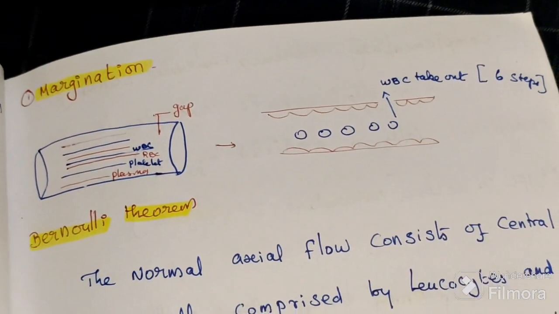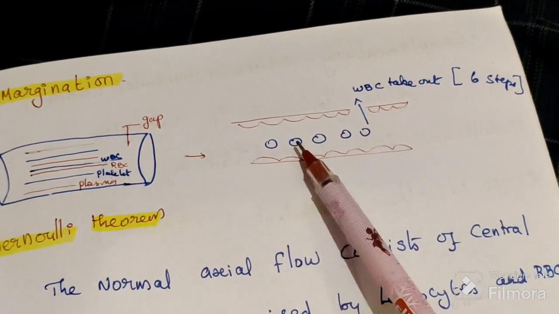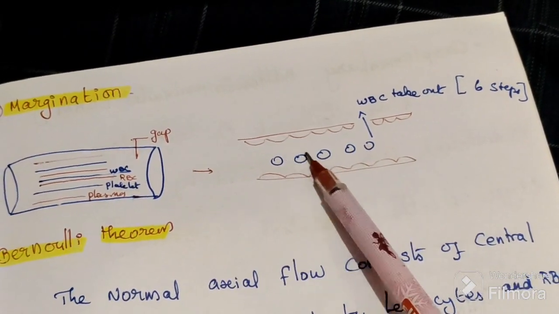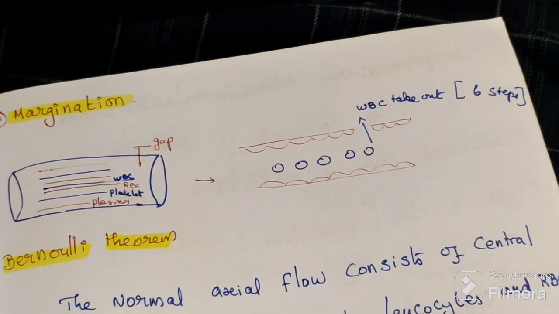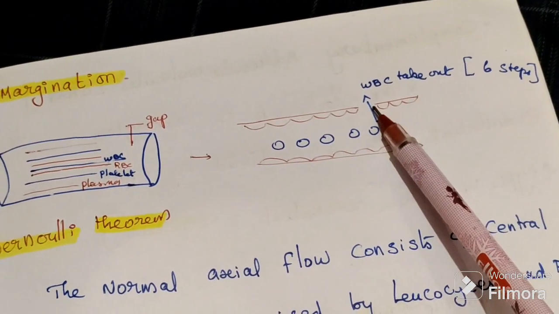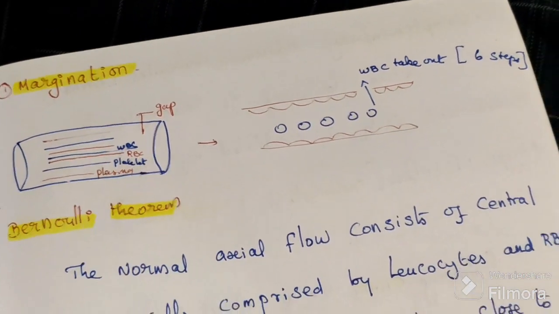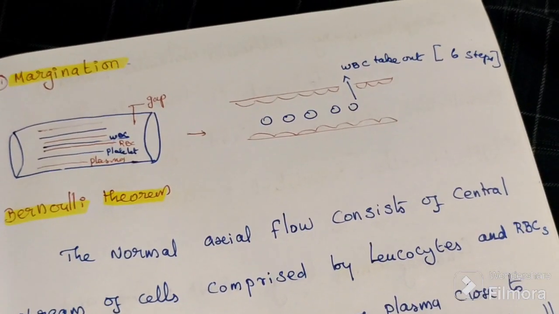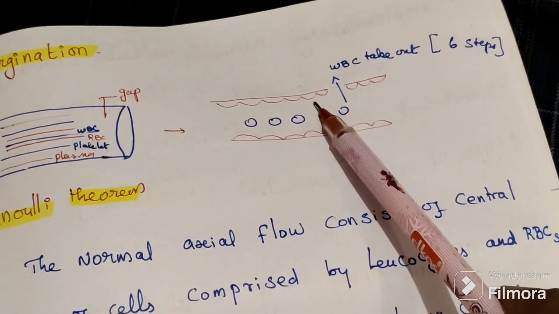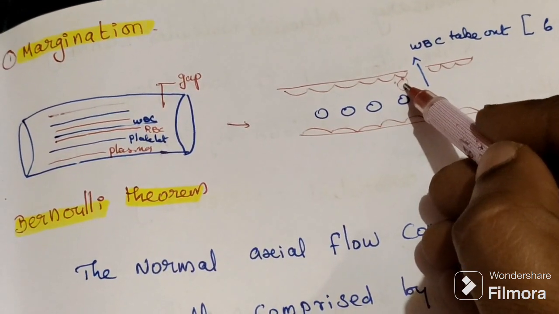Like a tire and road: the WBC acts as the tire, and the endothelial cell acts as the road. So the tire travels on the road. The WBC leaves the center and reaches the margin. This process is called margination. After that, just below the gap it stops, and adhesion will occur. It gets attached here. This process is called adhesion.